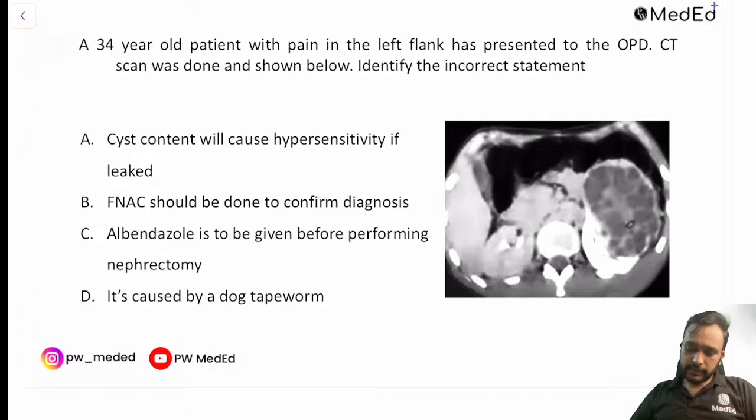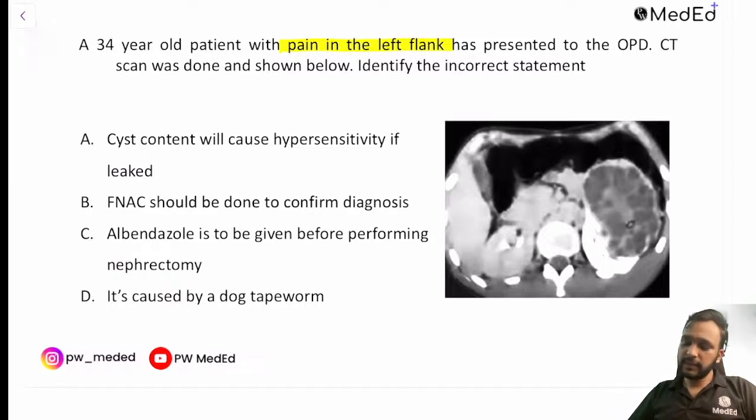Now coming to another question. A 34-year-old patient with pain in the left flank presented to the OPD. A CT scan was done and is shown below. Identify the incorrect statement. So first, let us have a look at the CT scan.